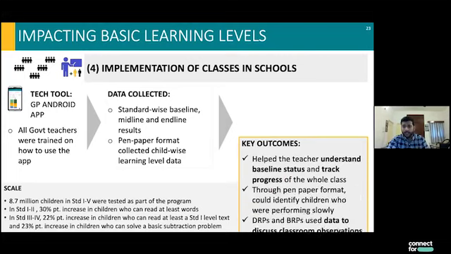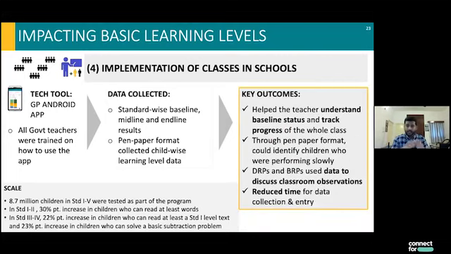Because they inputted data, they were able to understand the class profile, what child is at what level, how many groups they have. They could track progress over time. If they could track progress of the group, and using the format, they could track progress of each child and actually identify those children who are probably not performing as expected.